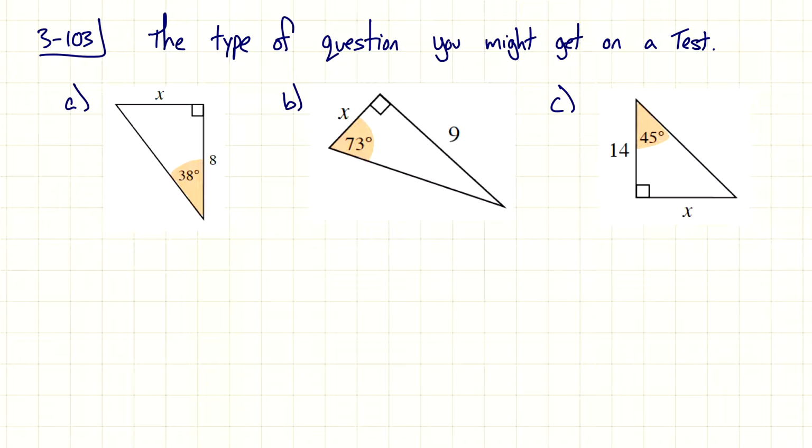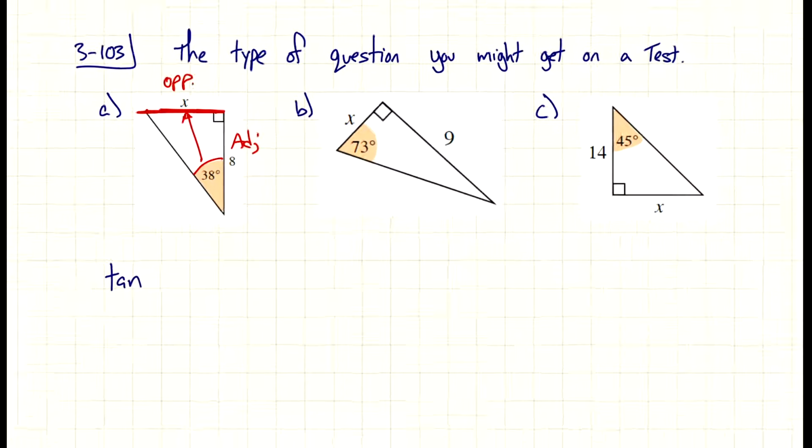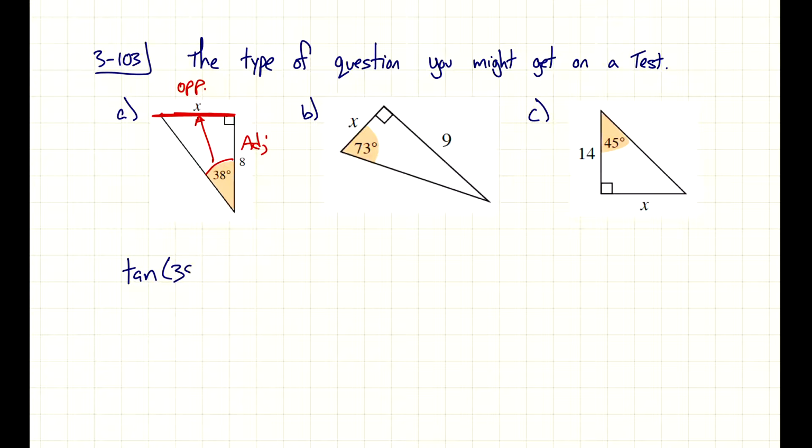On this first triangle, I've already highlighted the angle that I'm working with, 38 degrees. I'm going to draw a line that goes across, and I like to highlight that line just to make sure I know which one's opposite. So this one's opposite, which means this other one's adjacent. When I set up my equation, I'm going to put tangent of 38 is equal to x over 8. This is how you should be setting up your problem.